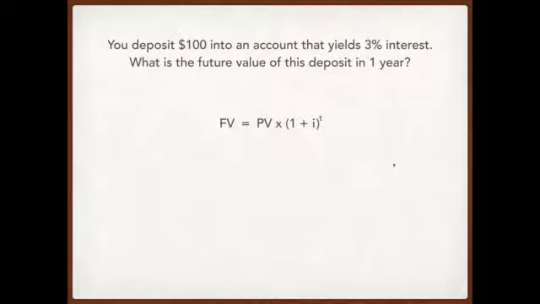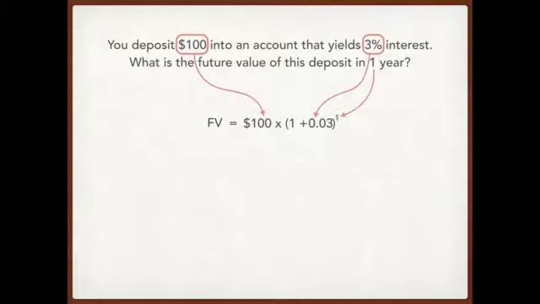So let me give you a numeric example here. So you deposit $100 into an account that yields 3% interest. What is the future value of this deposit in 1 year? So here's the formula for the future value. So the $100 deposit is going to be the $100. So the $100 is our present value when we insert that into the future value formula. The interest rate is 3%, so we insert the 3% into that formula. So now we have 1 plus 0.03. And we want to know that if we deposit $100 into an account that yields 3% interest, how much money will we have in 1 year's time?